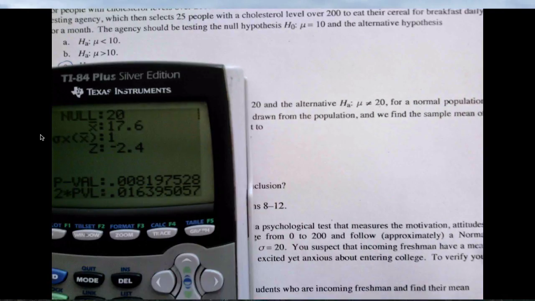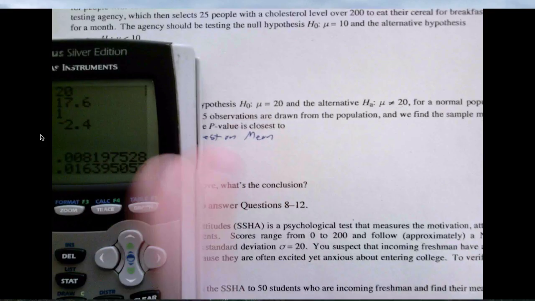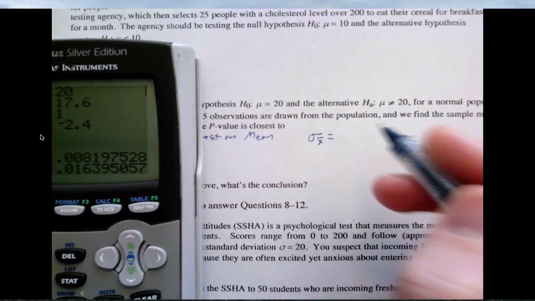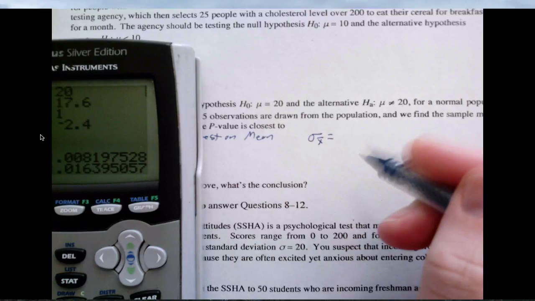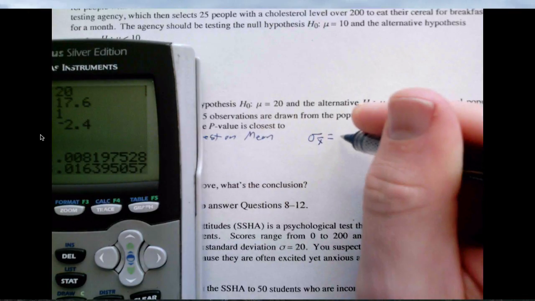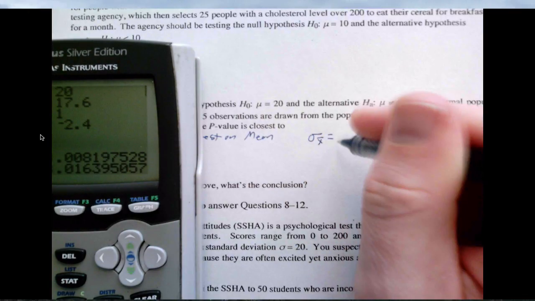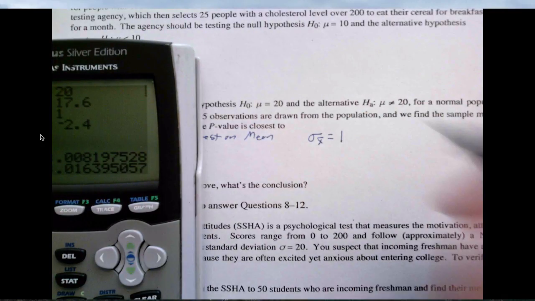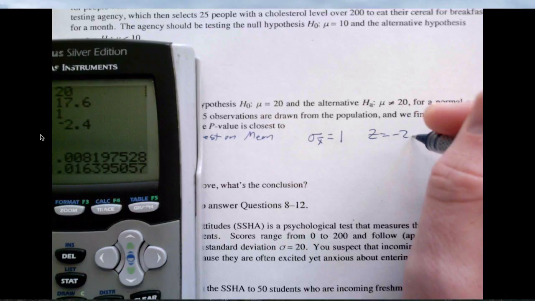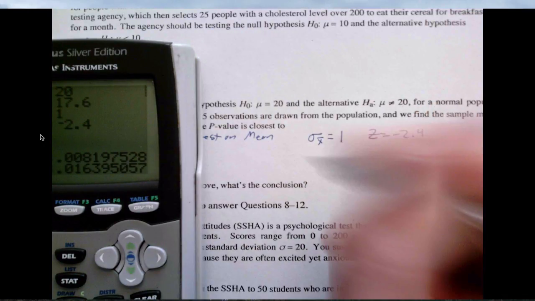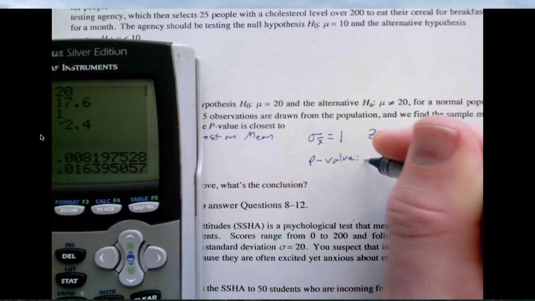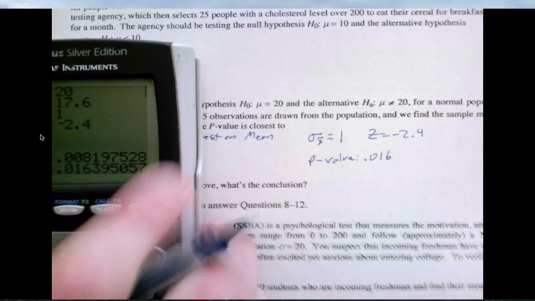All right, so in this case, the things we should record here, we have the standard deviation of x bar, which is the standard deviation divided by the square root of the sample size, comes out to 1. Okay. Next, we have a z-value of negative 2.4, and the p-value, in this case, is 0.016. Here we go.